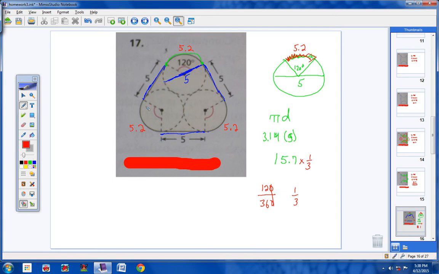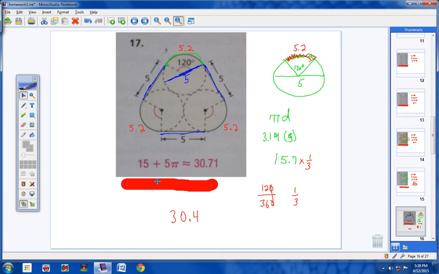So we're going to have to add up all 6 of these parts. We start here. 5 plus 5.2 plus 5 plus 5.2 plus 5 plus 5.2. That'd be what? 5, 10, 15, 20, 25, 30. I'm getting 30.4 for the answer. 30.4. Let's see if that's correct here real quick. 30.71, close enough, because they're using their pi button and we're using 3.14. That's totally fine. Okay, number 18.